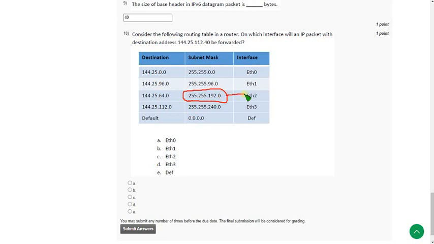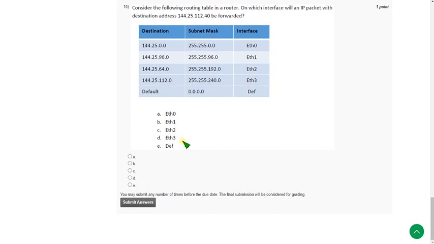So the answer will be the corresponding ETH2. ETH2 interface will be the answer. So mark option C, ETH2.